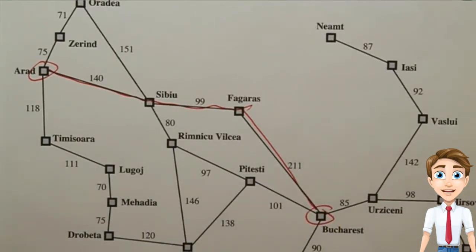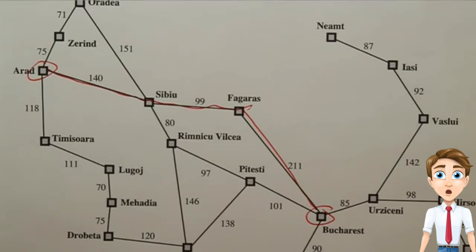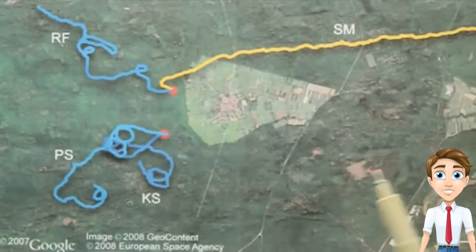Well, this has in fact been studied. People have gone out and blindfolded walkers, put them in a field, and told them to walk in a straight line, and the results are not pretty. Here are the GPS tracks to prove it.